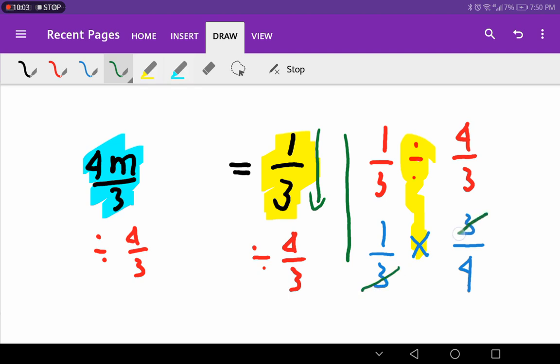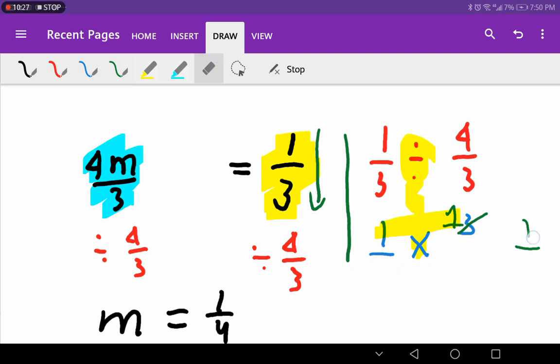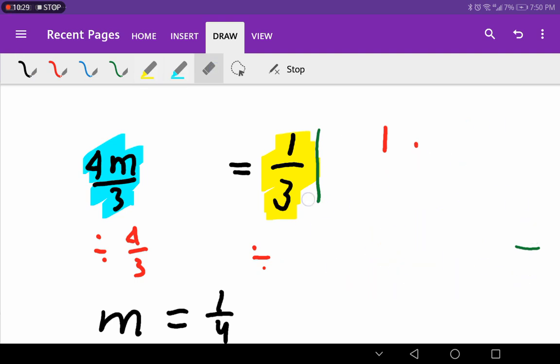We know that we can cross the similar thing up and down. This and this will be eliminated. So 1 by 1 equals 1 and 1 by 4 equals 4. So we multiply up by up and down by down. So m equals 1 over 4. Okay, my dear student, are you happy till now?